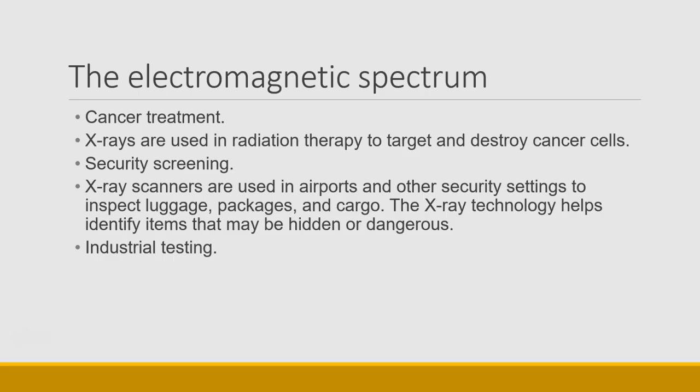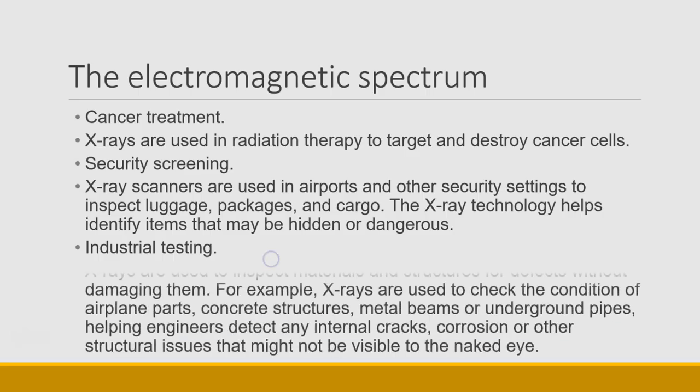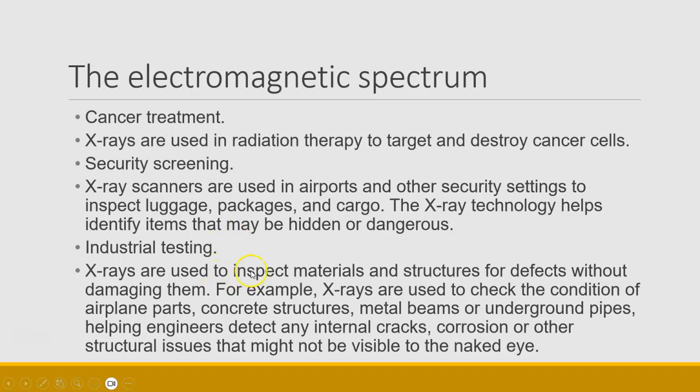X-rays are also used in industrial testing. So what that means is that materials can be inspected using X-rays for defects without actually damaging those materials. So X-rays are used to check the condition of aeroplane parts, concrete structures like buildings, metal beams of bridges, and underground pipes, so that engineers can detect cracks or corrosion or any other structural issues that are not visible to us, but are visible through X-ray radiation.